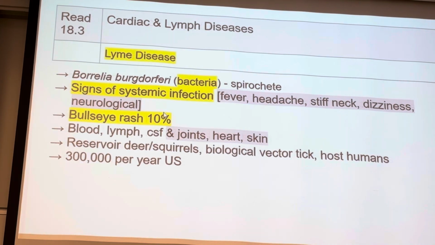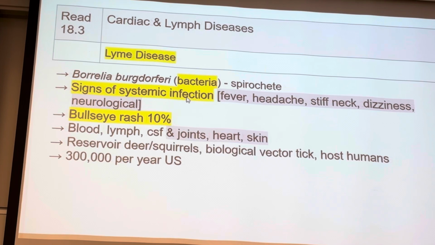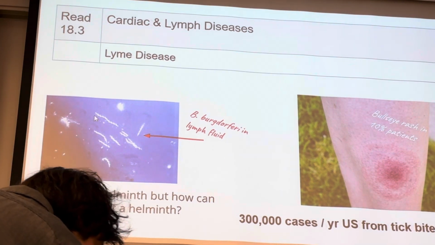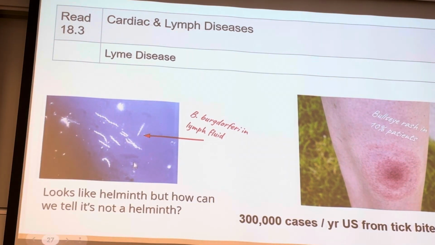Okay, here's Lyme disease. This is from a bacteria. This is signs of systemic infection again. This bullseye rash can occur. So that's what the bullseye rash looks like. This is what the bacteria looks like. It's not a helmet. You can tell because it's much, much smaller than a helmet.